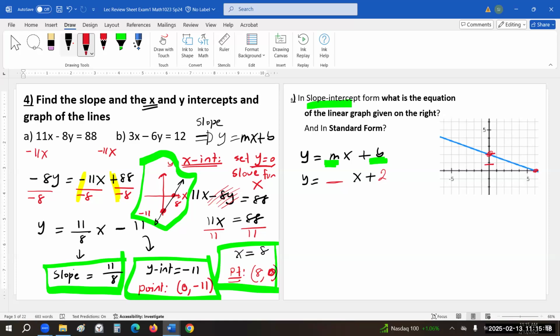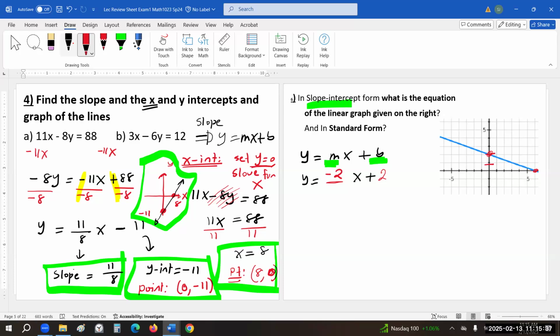From y-intercept to x-intercept. Are you going up? Are you going down? Down. Down means plus or minus. How many units? 2. 1 and 2. So on the top, we have -2, because from the y, we went 2 units down.